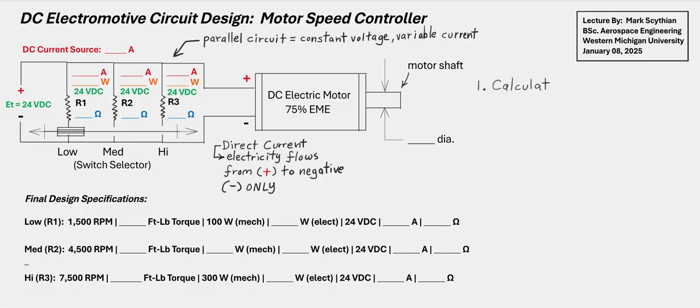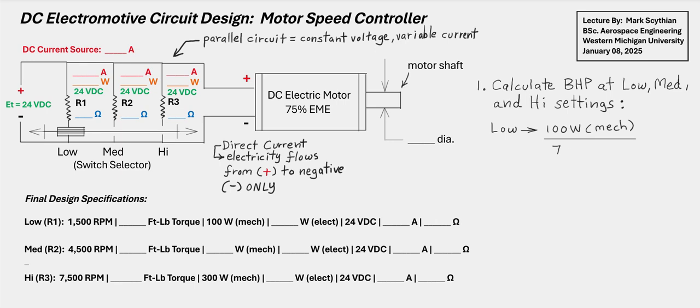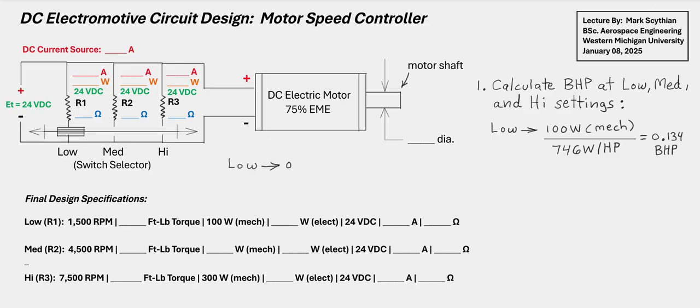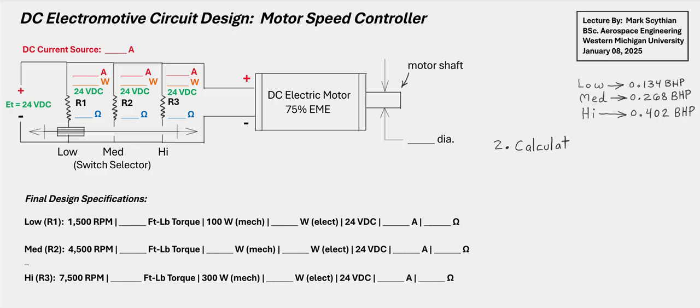So the first step is to calculate the brake horsepower values at each setting: low, medium, and high. All we have to do is take the 100 watts mechanical power at low setting and divide it by 746 watts per horsepower, so we get 0.134 brake horsepower at the low setting. Then we repeat the process: 200 watts at the medium setting, so this is 0.268 brake horsepower, and then 300 watts mechanical power at the high setting, so this is 0.402 brake horsepower. So then we move on to step 2.